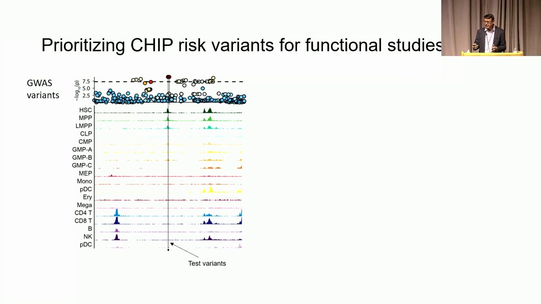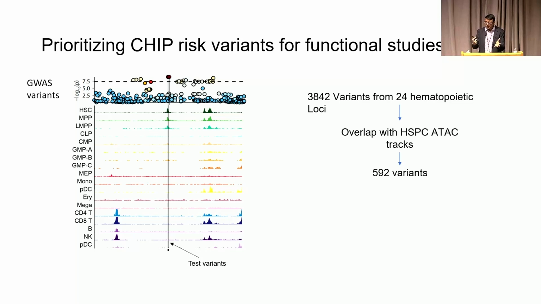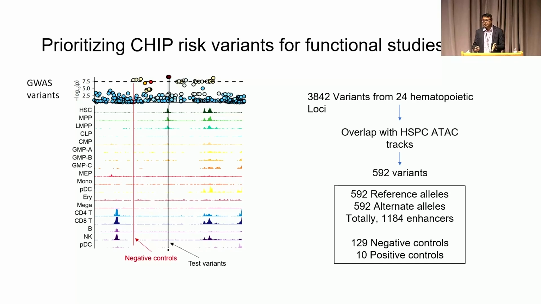So that reduces the test variants that we are testing. From 3,800 variants, we have about 590 variants which are located in open chromatin regions that we are planning to test right now. We will also include negative control constructs, which are highly associated variants in non-coding regions but are not located in open chromatin regions, likely not enhancer elements. So those will be the negative control constructs. We have now generated a library of 1,400 constructs that we are testing.